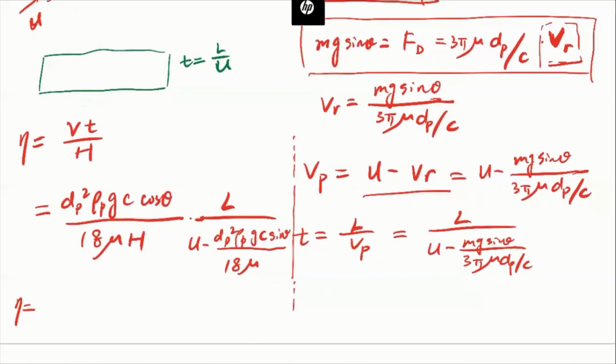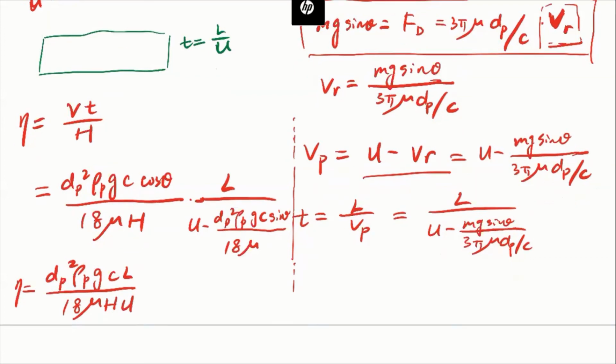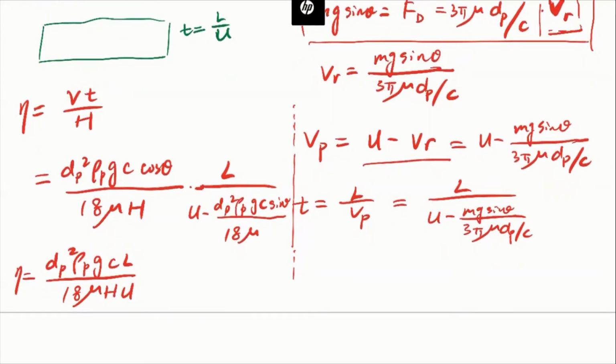So we had dp squared rho pg cl divided by 18 mu hu. So let's compare these two terms. All right, so let's say we take the ratio. So this is tilted, this is horizontal, right? Then eta tilted divided by eta horizontal.